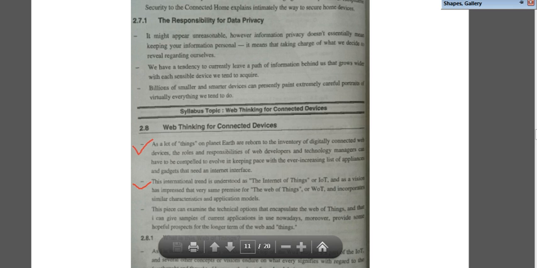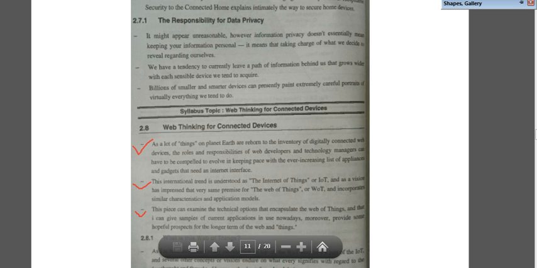Second point, the international trend is to understand the Internet of Things or IoT, and a vision has impressed that very same premise for the web of thinking, which is called WoT, and incorporates similar characteristics and application models. So your IoT is nothing but the web of things. Because for communication purposes we will use the internet, and through the internet the data will be transferred. That's why it is also called a WoT, that is the web of things.